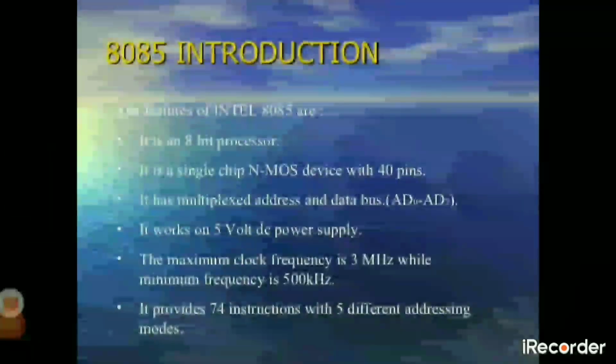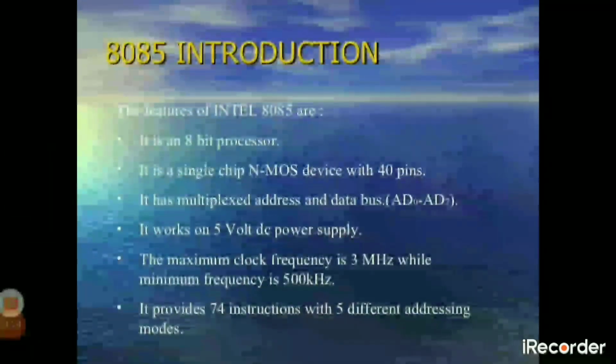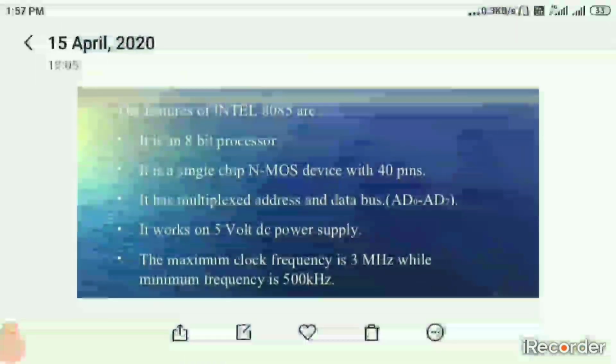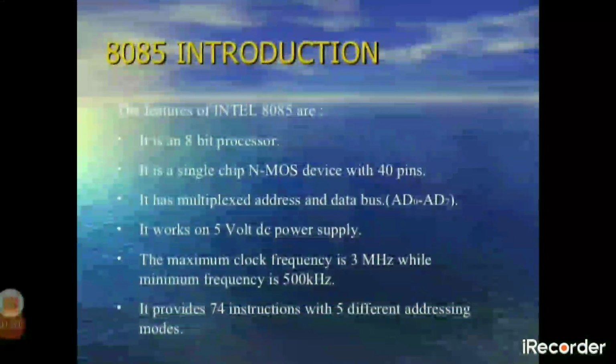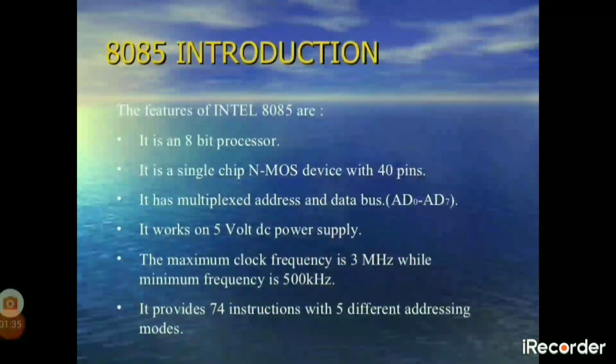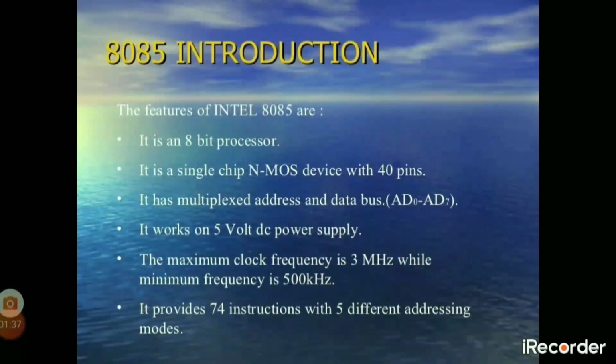Now we can see the features of Intel 8085. It is an 8-bit microprocessor. It is a single chip NMOS device with 40 pins. It has multiplexed address and data bus. It works on 5-volt DC power supply. The maximum clock frequency is 3 MHz, while minimum frequency is 500 kHz.